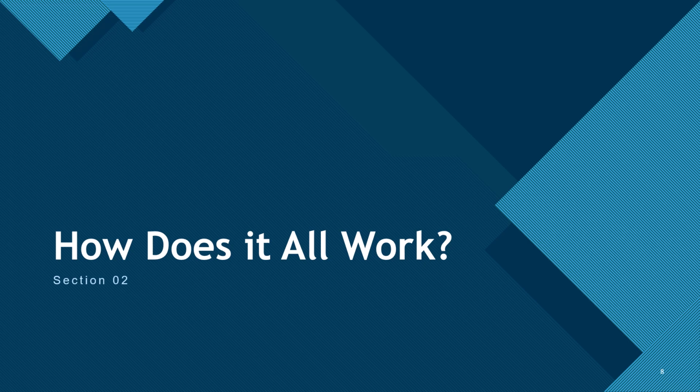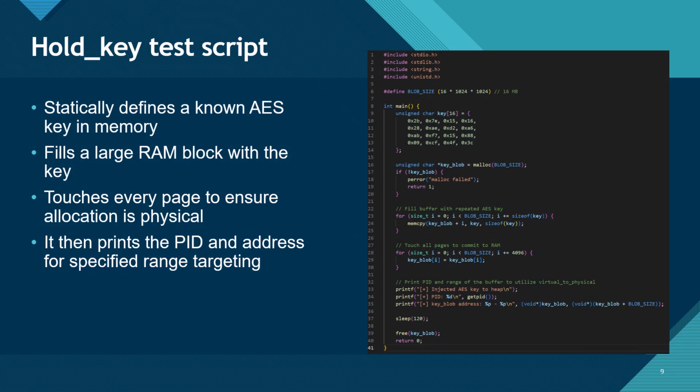Next, I will break down all the scripts that I designed to answer the questions that we posed earlier and to get around the issues that the Raspberry Pi poses. The attack starts by planting a known AES key into RAM. The whole script statically defines a 16-byte key and copies it repeatedly into a 16 megabyte array. We touch every page to ensure it gets allocated into physical memory. The key here acts as our beacon, something we can search for after reboot to see if memory has persisted.